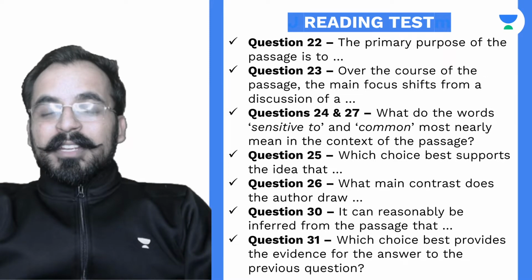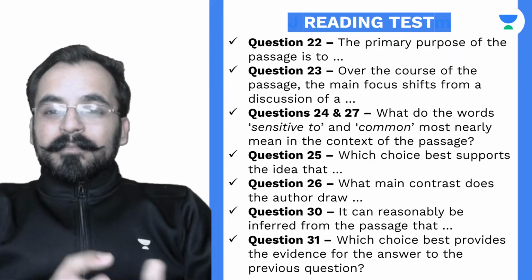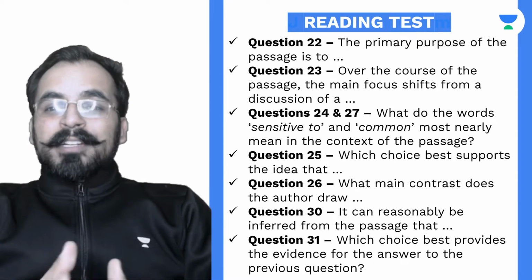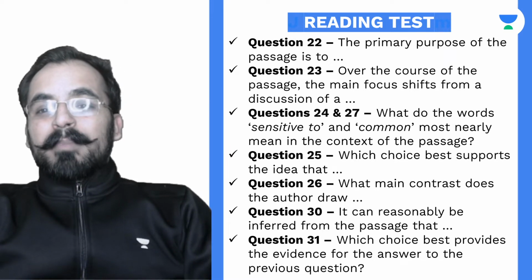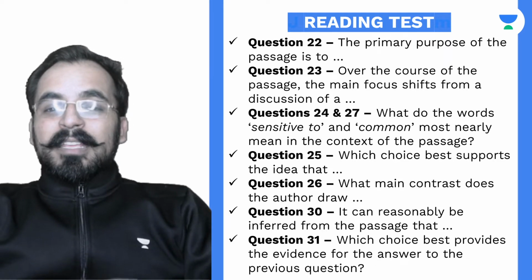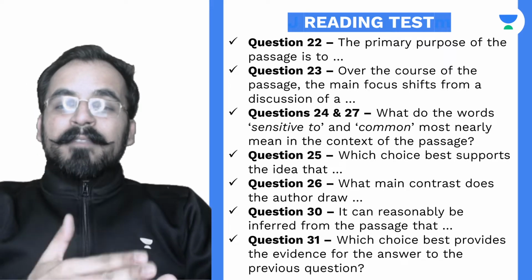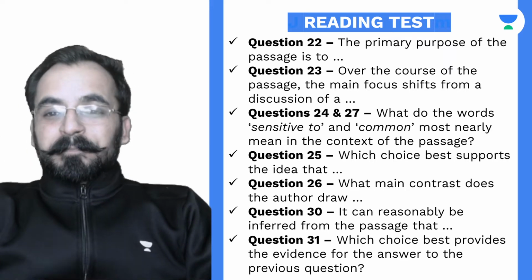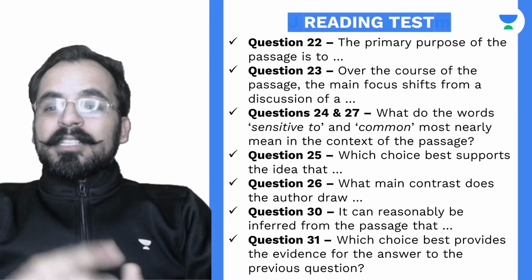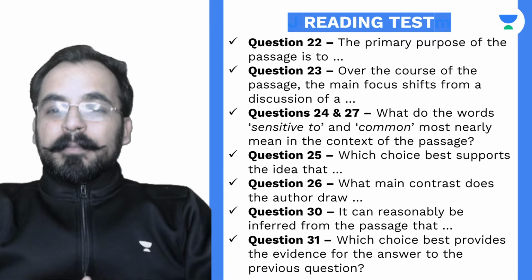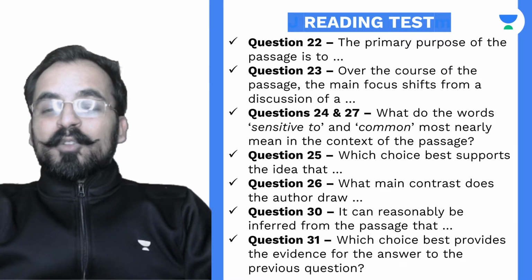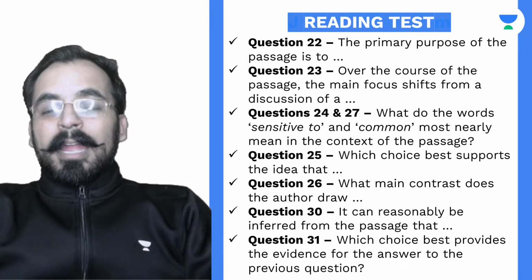Now, question number 22 from passage 3. It was a big picture question where you had to see what is the primary purpose of the passage. Question number 23, again a very important one, the shift of the author's focus. Over the course of the passage, the main focus shifts from what to what? If a shift is occurring in the passage, where is it shifting from and to?